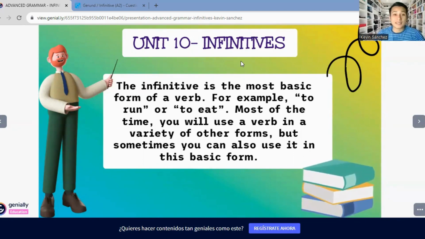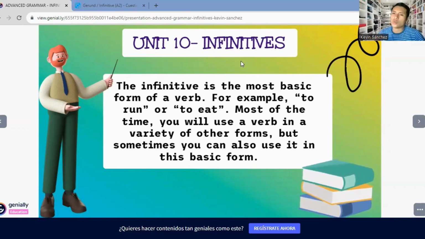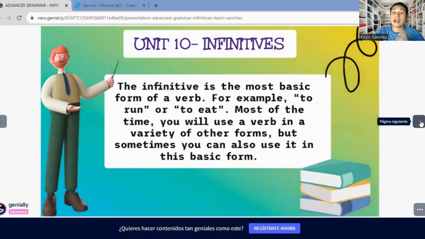Okay, so it says the infinitive is the most basic form of a verb. For example, to run, to eat, to walk, to play, to study, to work. So that is an infinitive. Most of the time, you will use a verb in a variety of other forms, but sometimes you can also use it in this basic form. All right, so basically, now you have an idea about what an infinitive is. So now let's check out the usage.